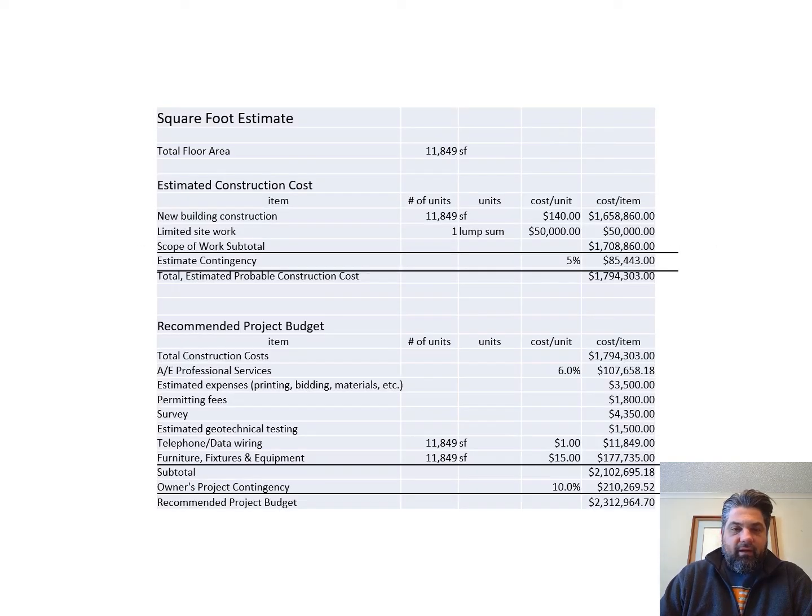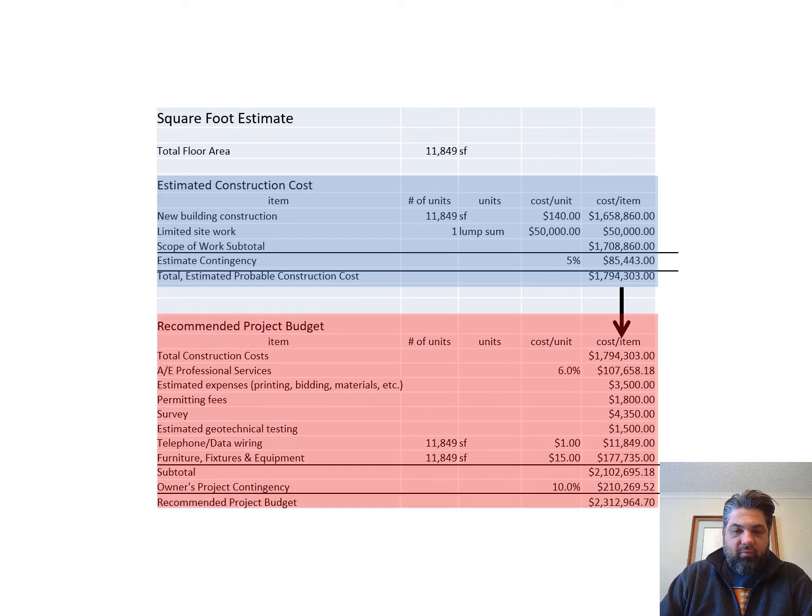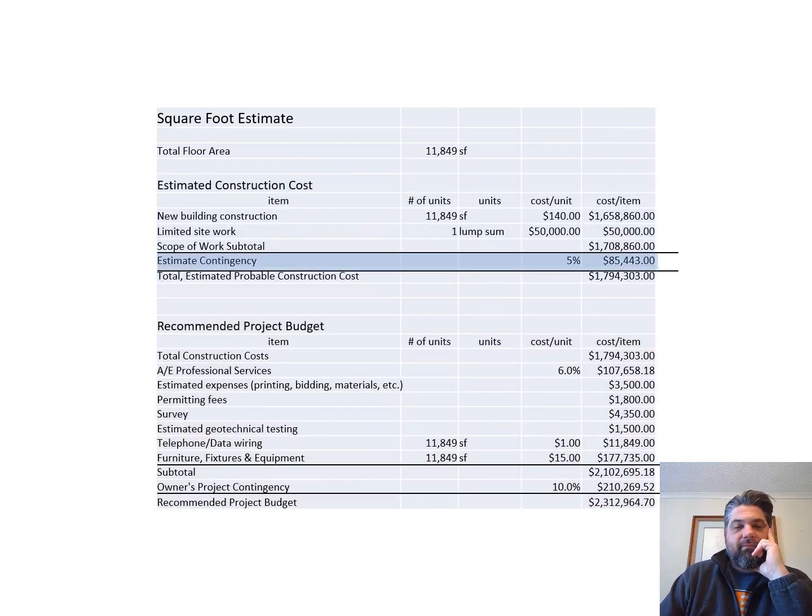So again, similar thing, you look at the construction cost, and then that construction cost translates down into a recommended project budget. And so when you look at that, the project budget is here. So these are some of the other costs that you can consider whenever you're looking at your estimated construction cost. The other thing I want you to note in this is that you've got that estimate contingency. So an estimate contingency, 5% is included in here.